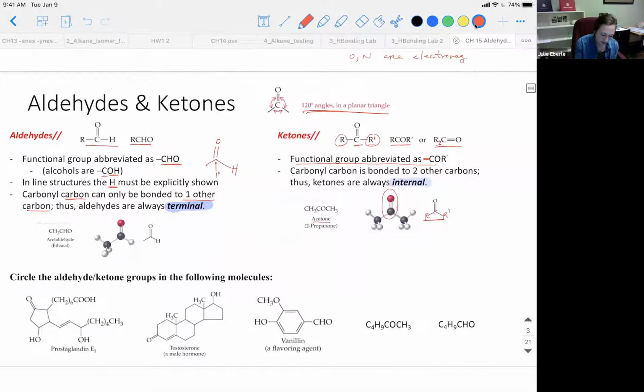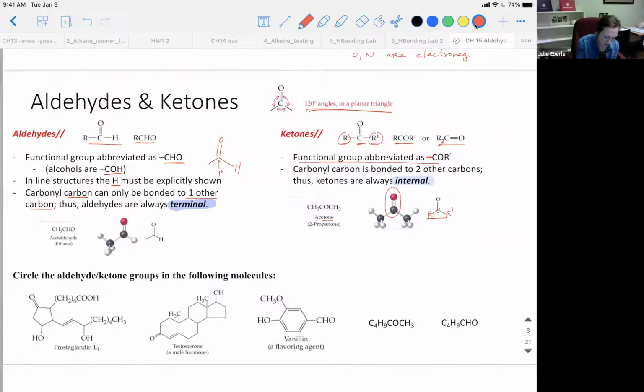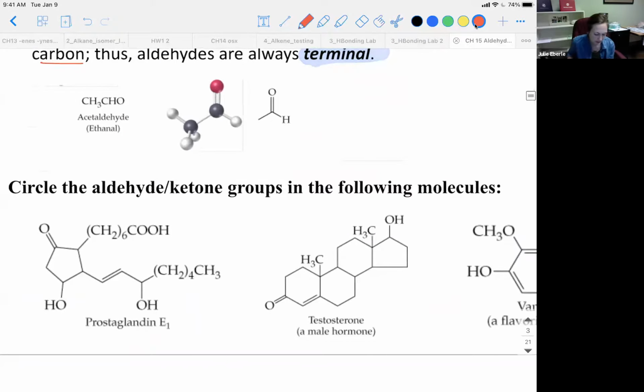So I want you to take a minute. We're going to do just a couple of these. I'll leave a few of you to work out on your own for more practice. So let's just do the first two, prostaglandin and testosterone. These are what these molecules look like. And I want you to circle anything that is an aldehyde or a ketone. So don't worry about other functional groups, but anything that is explicitly an aldehyde or ketone, circle that. So on prostaglandin, how many things are you guys circling?